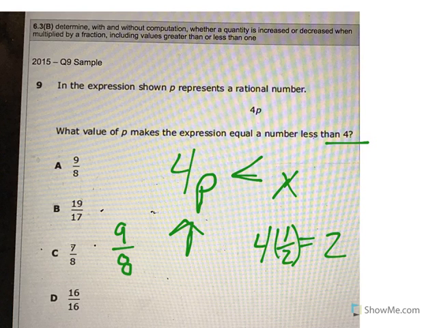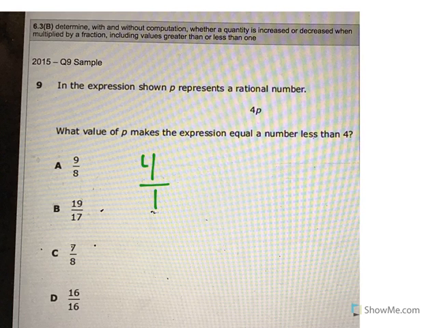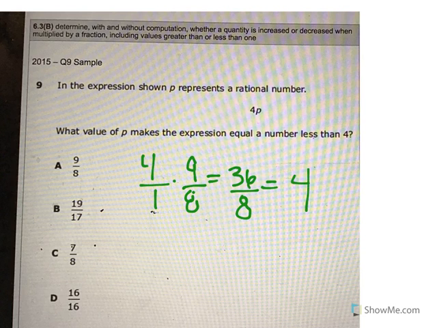I can show that really fast. 4 times 9/8 is 36 over 8. 8 will go into 36 4 times. 4 is a remainder. 4 over 8 is 1/2. And so multiply those, you get 4.5. And 4.5 is obviously greater than 4, but I want something less than 4.